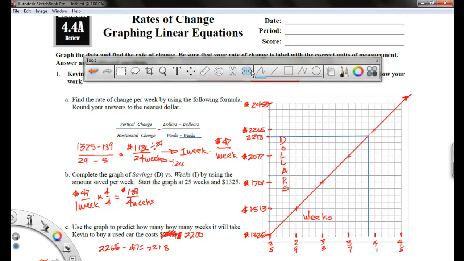So at about $2,200, it hits this line, and now when I hit that line, I follow it down this way, it hits right there on the graph. Now, each one of these is 1 week, so it'd be 37, 38, 39. It looks like 40 weeks. That's how long it would take him to save $2,200.